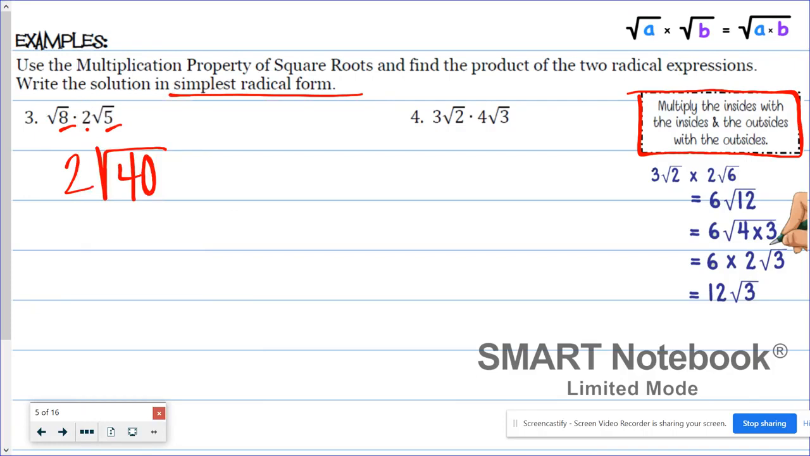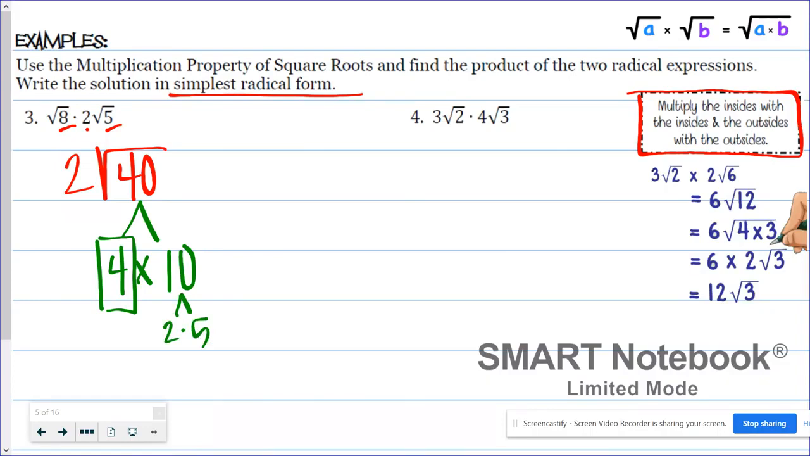So I recognize 40 as being 4 times 10. Now 4 is a perfect square. The question is, does 10 break down into any perfect squares? And the answer is no, it doesn't. It's just 2 times 5.